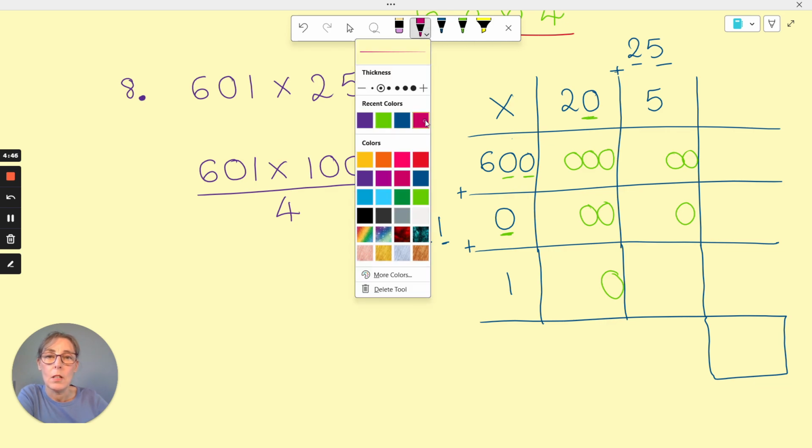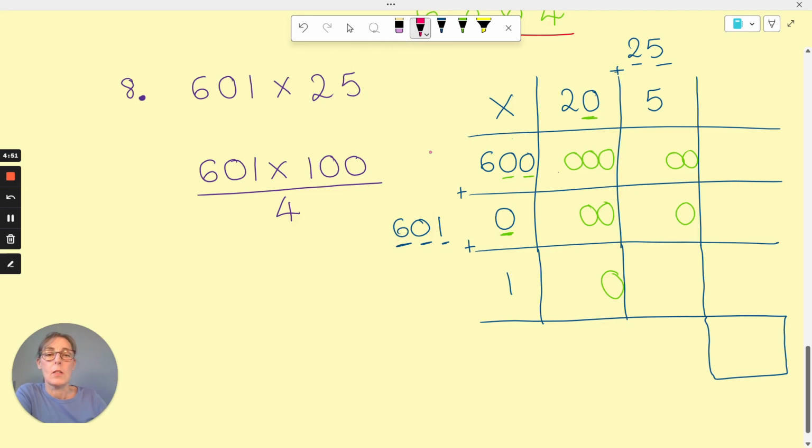Choose a very different colour. Let's go for that. No, that one. Okay. Right, so 6 times 2 is 12. 0 times 2. No lots of 2. We haven't got any lots of 2, so that's 0. 1 lot of 2 is 2. All right, so now we've got 6 multiplied by 5. 5, 10, 15, 20, 25, 30. So 0 times 5, we've got no lots of 5, so we've got 0. And 1 times 5 is 5.